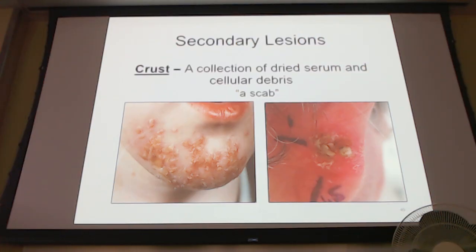Crust, that's that impetigo right there, okay? We see impetigo in our kiddos. It happens in those areas where there's that contact that has happened. So you start to get some of that crust that is there. A scab, cellular debris.